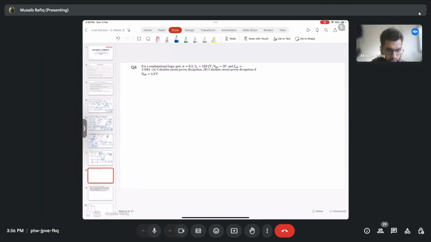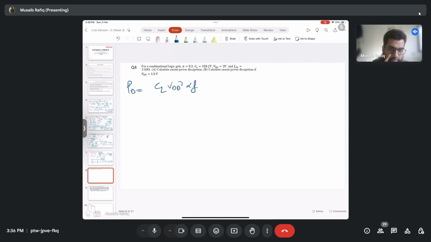Now, moving forward to question number 4 of today's live session. It states that for a combinational logic gate, alpha equal to 0.2, load capacitance equal to 150 femtofarad, VDD equal to 2 volt, and clock frequency equal to 2 gigahertz. Calculate the circuit power dissipation, and also for VDD equal to 1.5 volts. So we directly use the formula which says that power dissipated is equal to CL VDD square alpha times F.